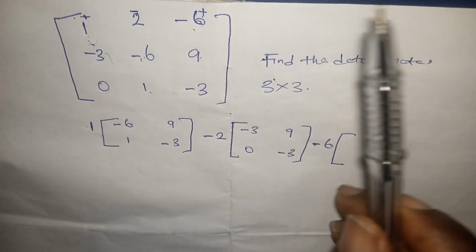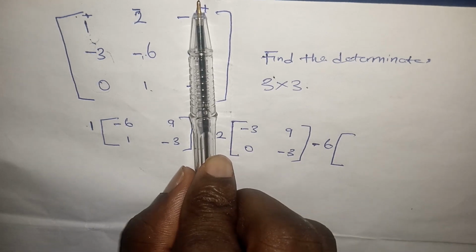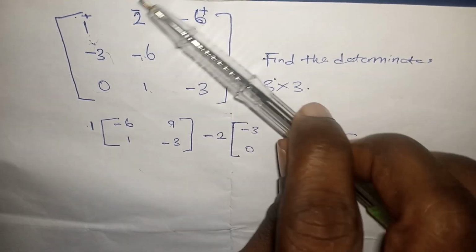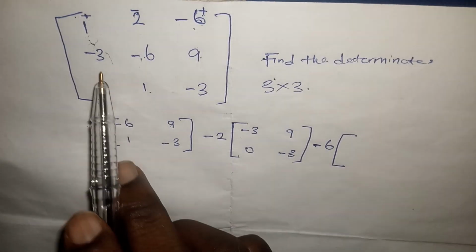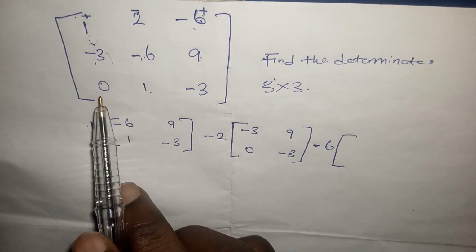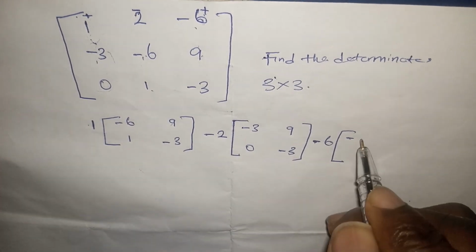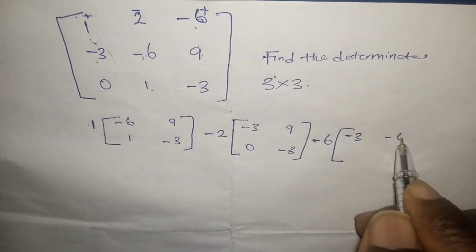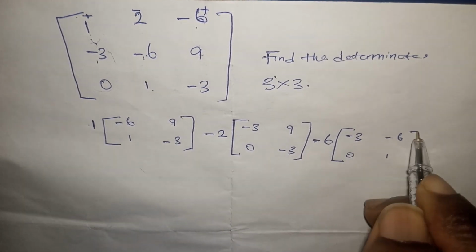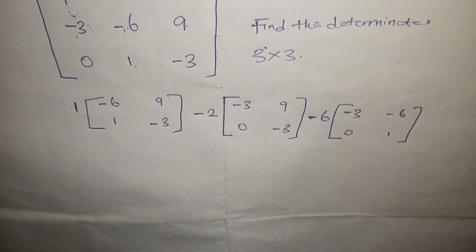So now we are going to cover this column. Get it? We cover this column, cover this row. So if we cover it, what are we going to see? We're only going to see a negative 3, negative 6, 0, and 1. So this is what we are now having.